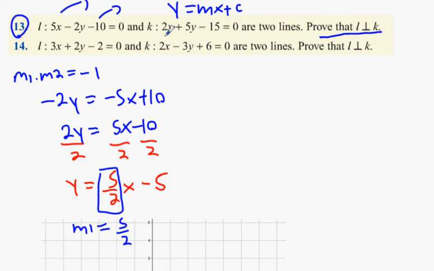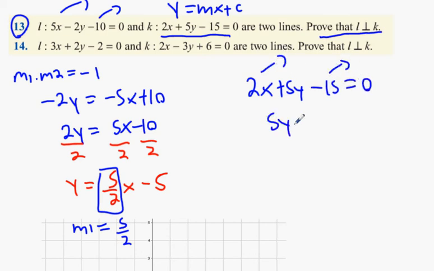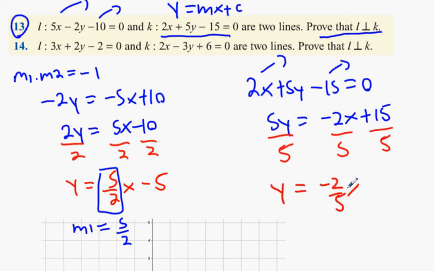Now go up to the second line and go, okay, this one here, 2x plus 5y minus 15 equals 0. Get y on its own again. 5y equals minus 2x plus 15. Then divide both sides by 5. And then you're going to get y equals minus 2 over 5x plus 3. What's the slope of this one? It's the number that comes in front of the x, which is minus 2 over 5.